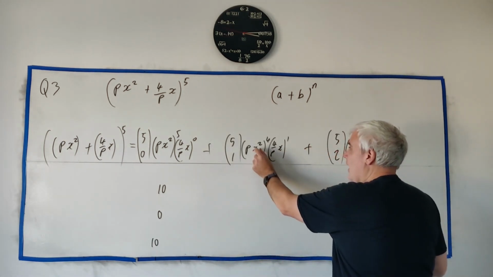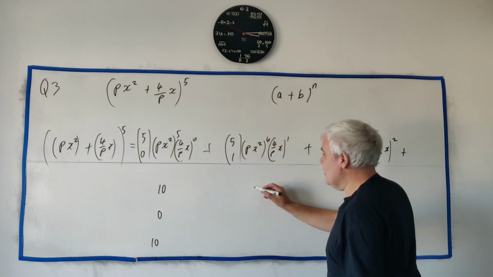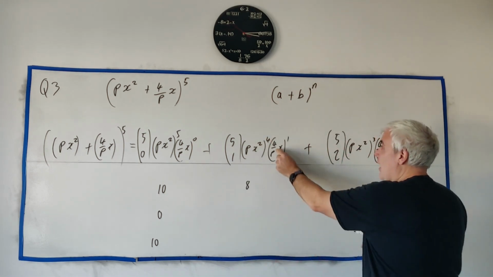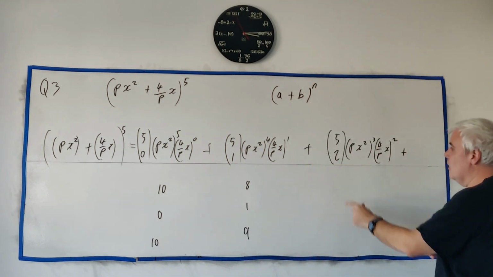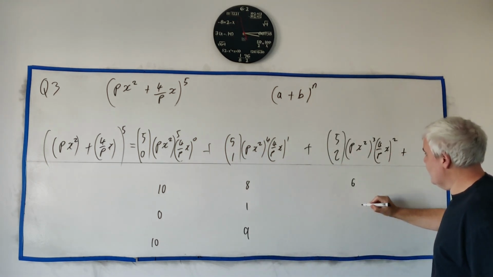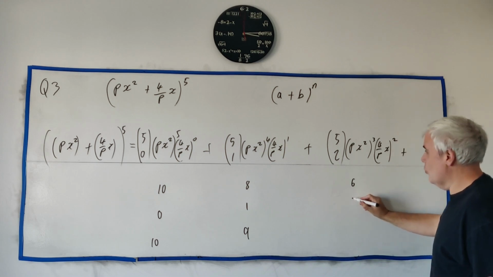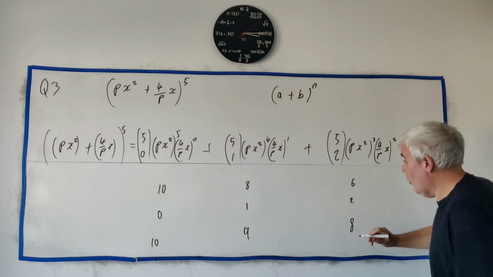This guy here, we're going to get x to the power of 2 to the power of 4. That's going to be 8, x to the power of 8. And another x to the power of 1. So that'll be 9 of them. This one here will be, we'll get 6 of them and another 2 of them for a total of 8.